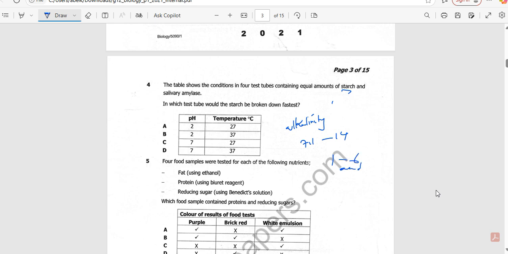So starch will be broken down fast in D, in the sense that at 37 degrees Celsius, the body temperature, the enzyme is working well until it reaches 40. After 40, it will become denatured. In terms of a graph, you find that it is doing fine, but after 40, it will start coming down like that until it comes to 0. But again, when you put it back in the right conditions, the reaction will start increasing. So our answer is D there.